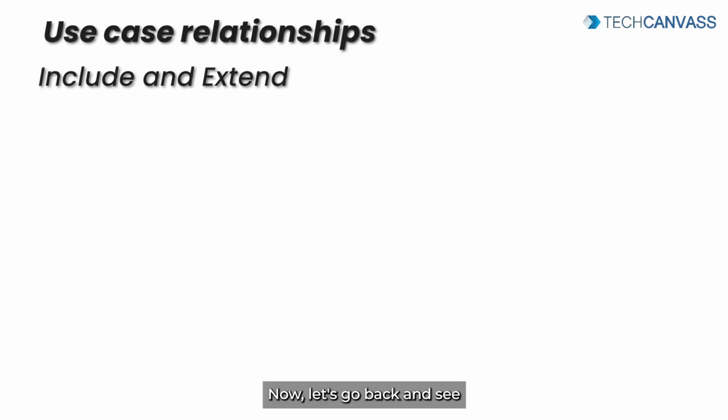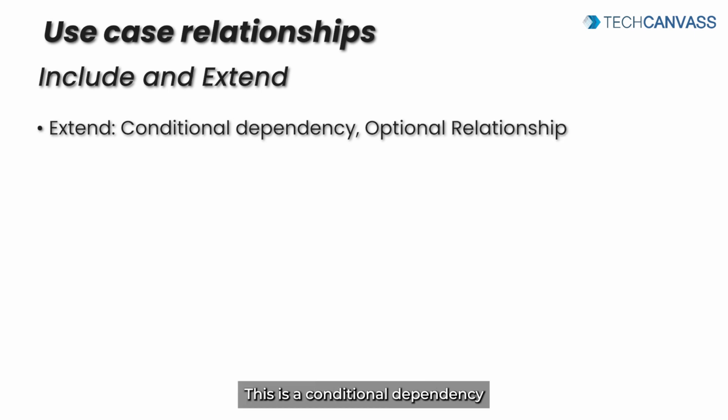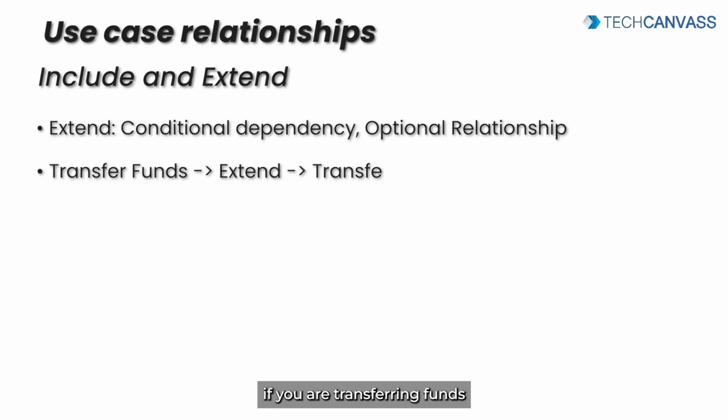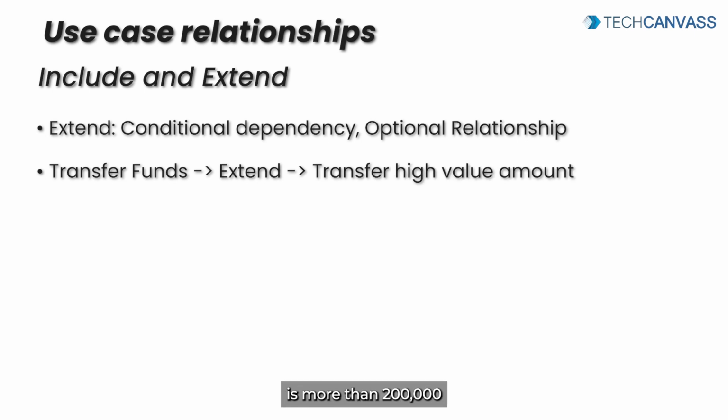Now, let us go back and see another type of relationship. The next type of relationship is called extend. This is a conditional dependency or optional relationship, and this can happen when there is a special case which arises because of certain conditions. For example, in India, if you are transferring funds and the value of the fund which is being transferred is more than 200,000 in Indian currency, then you need to use a specific type of transaction that is called RTGS.